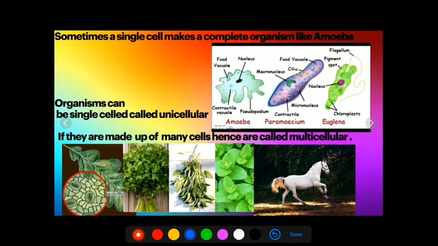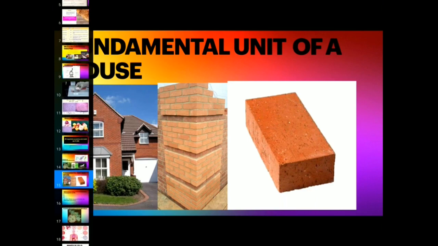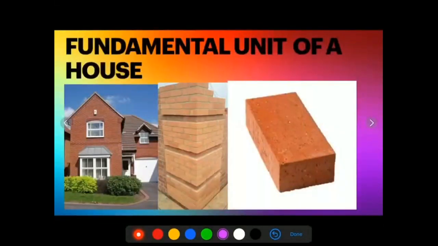But when we say cell, the cell makes organisms. But a single cell can also make an organism, which is living, like amoeba. Amoeba is also a living organism. So can a single cell make a complete organism? Yes, like amoeba. This is a single-celled organism, and so are paramecium and euglena. A single cell makes a whole organism. So these are unicellular organisms. Uni means one. Cellular means of cell. Then organisms like plants and animals are multicellular, many celled. So the unit of this amoeba is also a cell, and the unit of these animals and plants is also a cell.